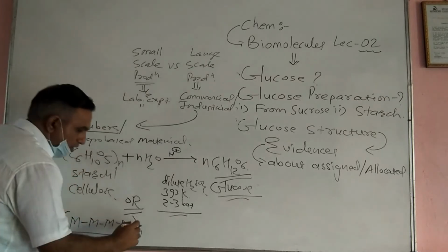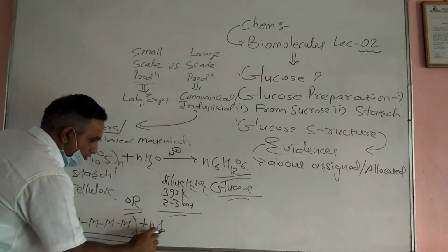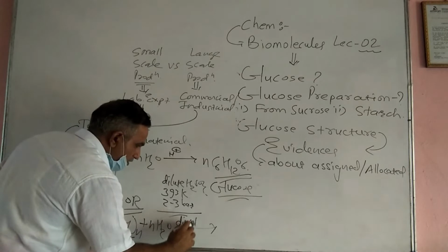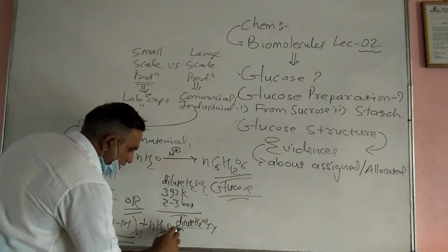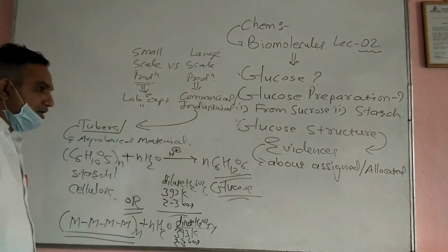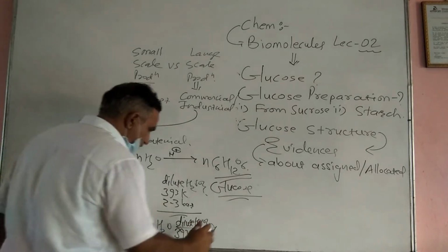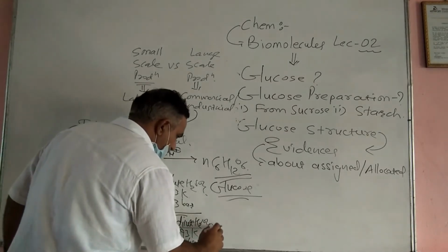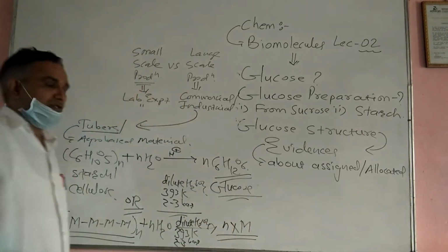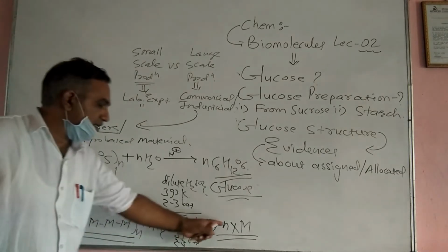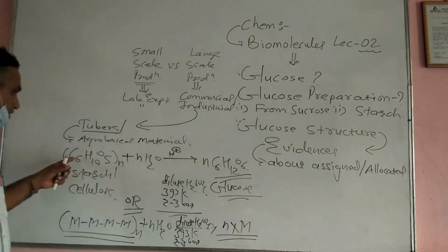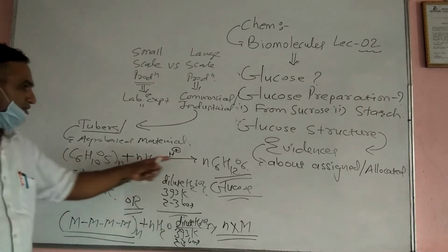This is the raw material. Then you have to perform the hydrolysis. You have to consider the n number of H2O. So in presence of this dilute H2SO4 as well as 393 Kelvin temperature and 2 to 3 bar pressure, the n number of monosaccharide units have been obtained. So this is the general reaction of the glucose preparation in industry, and this is the molecular reaction in regard of the glucose preparation in the industry.